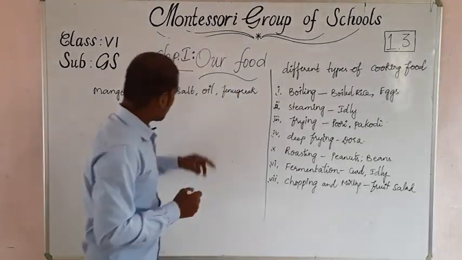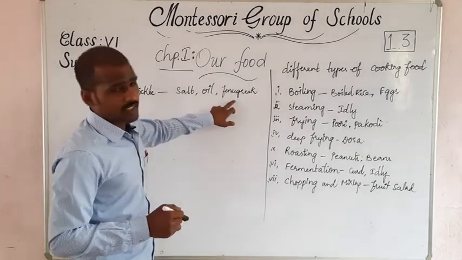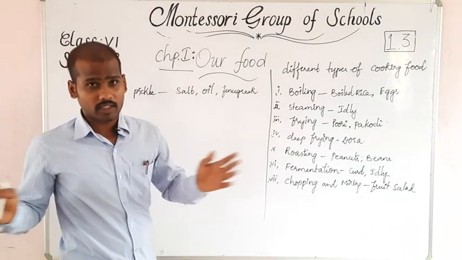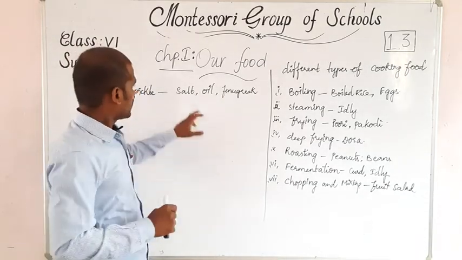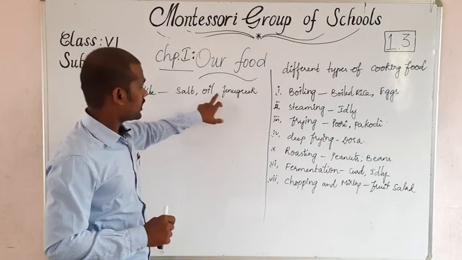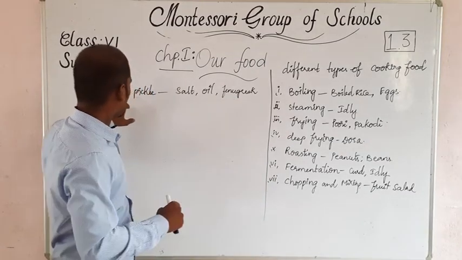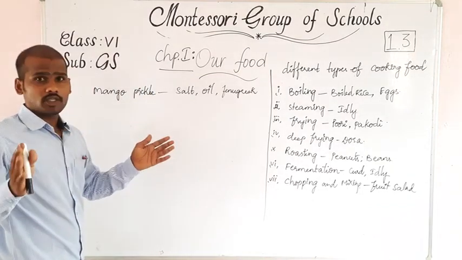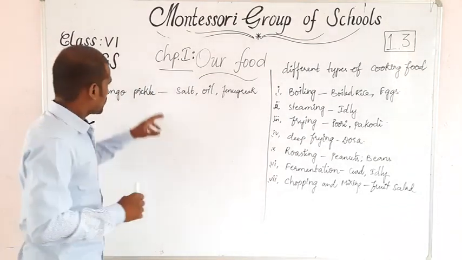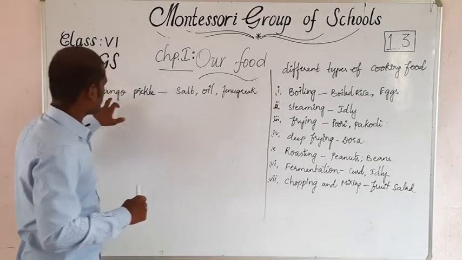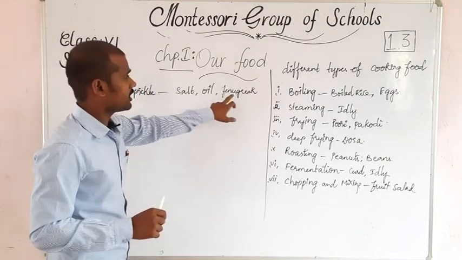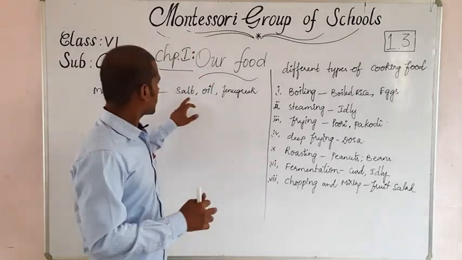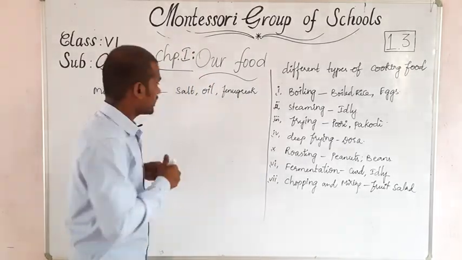These food ingredients help mango pickle to last for a long time. Understand? These ingredients, salt, oil and fenugreek, help mango pickle to last for a long duration of time. In the case of mango pickle, salt, oil and fenugreek become preservatives. So what do we call this? Salt, oil and fenugreek? Preservatives.